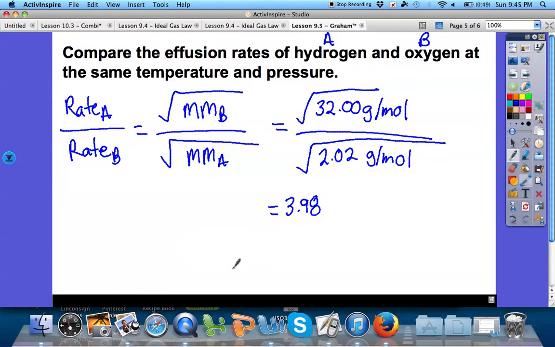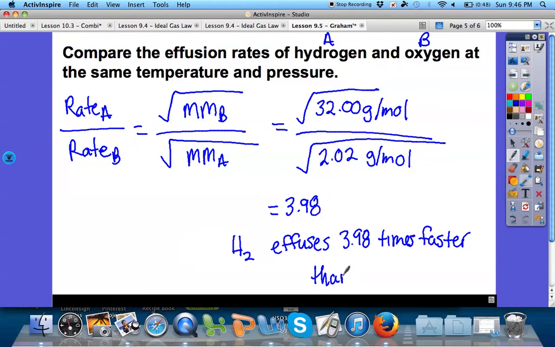What this is saying is that hydrogen effuses 3.98 times faster than oxygen.